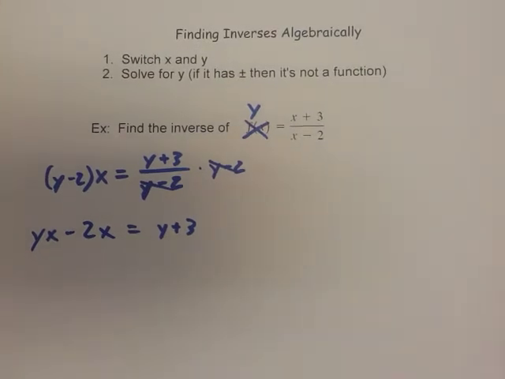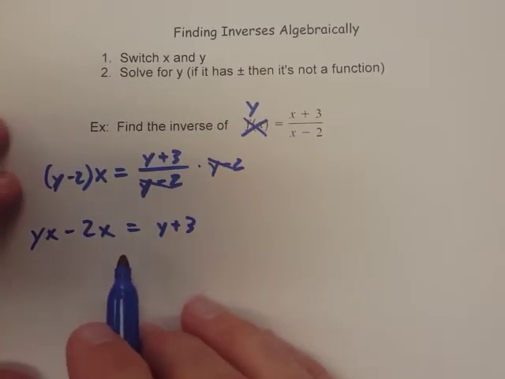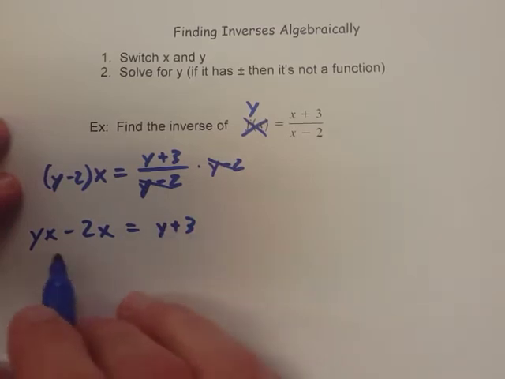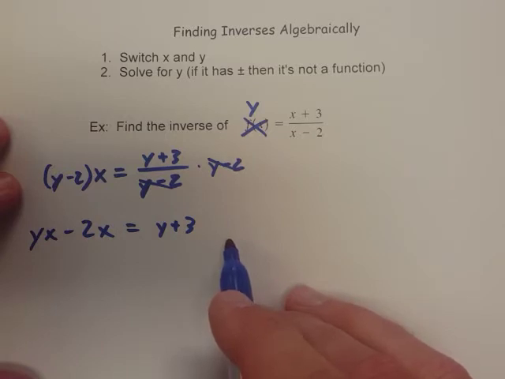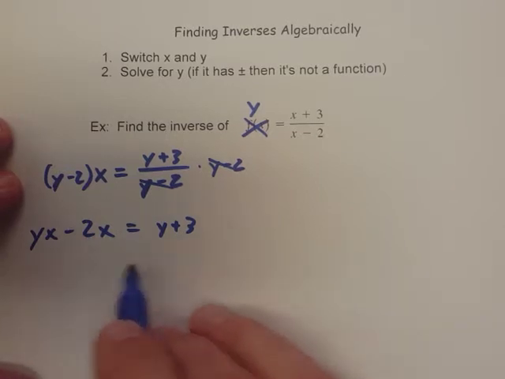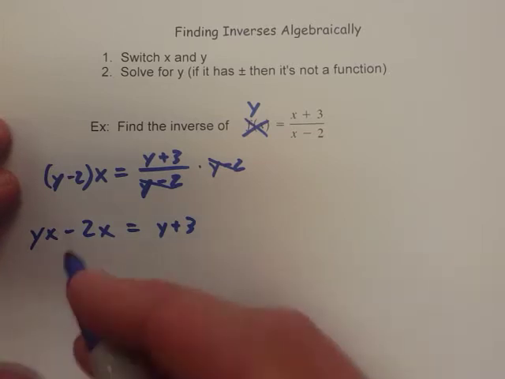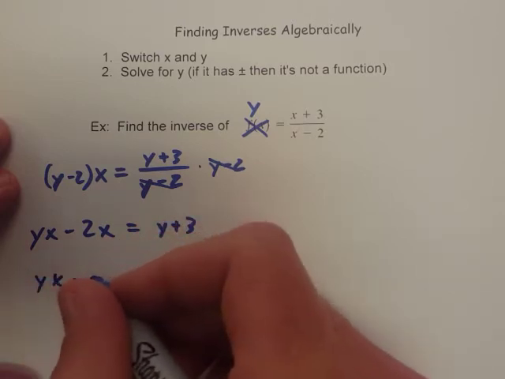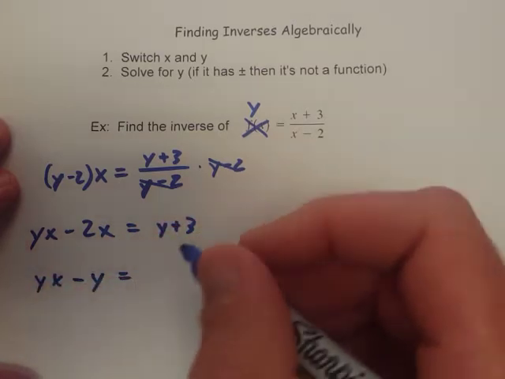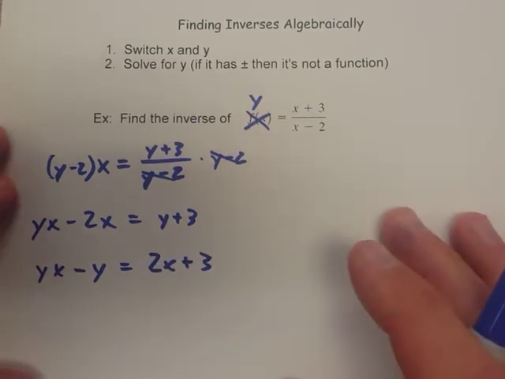Now we want to have y by itself eventually, so the next thing I would do here is to make sure that the algebra works out. That is to get all the stuff that involves y over to one side and get everything else that doesn't to the other side. To do that, I would add the 2x to bring it over here. I would subtract the y to bring it over there, which means the next step we'll have yx minus y equals positive 2x plus 3.